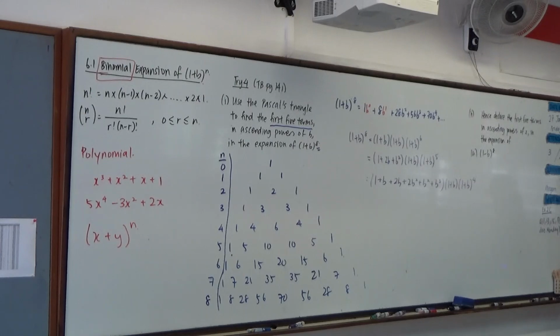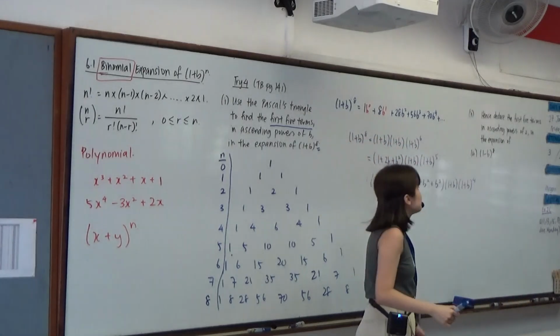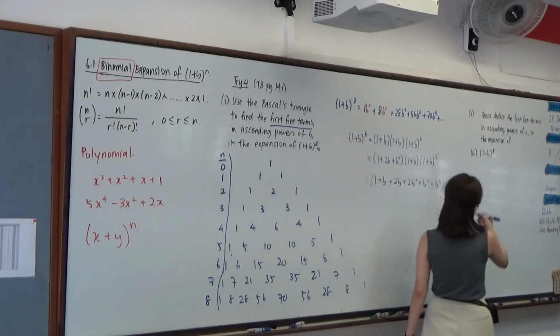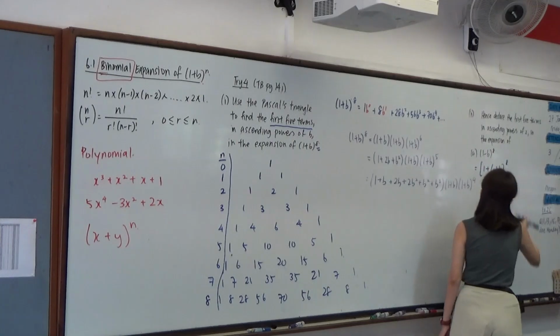In part I, in order to find out the first 5 terms for the expansion of 1 minus b to the power of 8: this is 1 minus b to the power of 8. Earlier on we had 1 plus b to the power of 8. I want you to notice that 1 minus b to the power of 8 is no different from 1 plus negative b, then the entire thing to the power of 8.